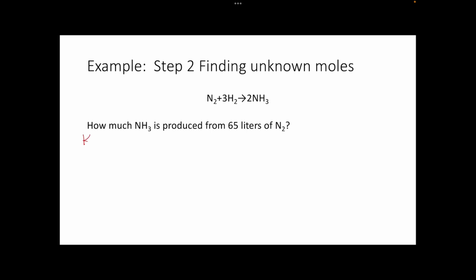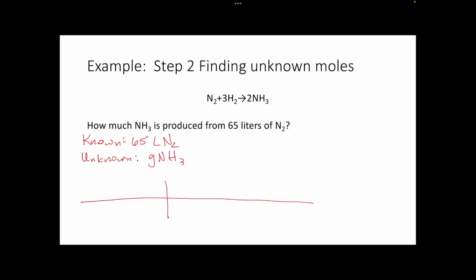All right, and last case here. This is when our known is in liters. So 65 liters of N2. Our unknown here is grams of NH3. Okay, we're going to set it up. So we're starting with 65 liters of N2. We need to convert to moles first from liters. So we use our 22.4. All right, then we're going to want to know moles of N2 to moles of NH3. We know that's 1 to 2.